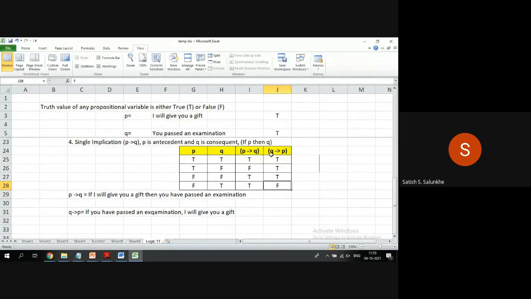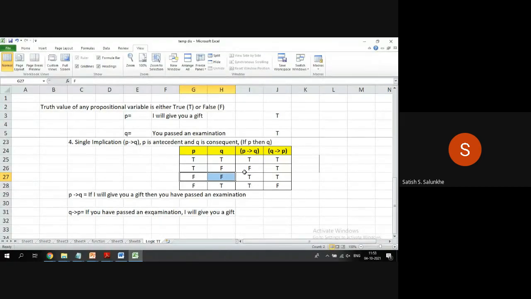Okay. When your single implication is false, yeah, Gaurav, it's the third one, where both are false. You are talking about P implies Q or Q implies P? So Q implies P. Yeah, the third one. Here, please try to understand.